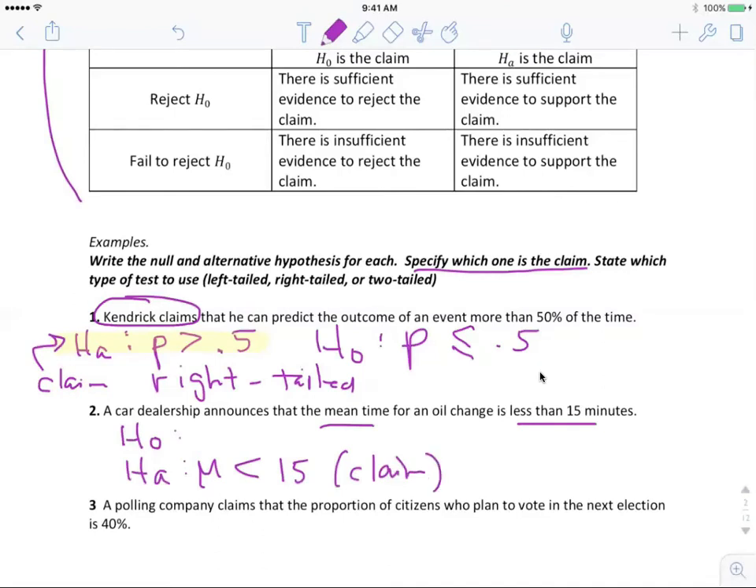Okay. And then I'll fill in the H sub 0. It's just greater than or equal to. Opposite. Again, H sub 0 has the equal. H sub A does not. Because H sub A now is a less than symbol, that would be a left-tailed test. So this would be left-tailed, okay?